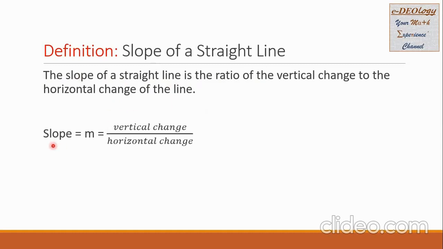The slope is symbolized by the letter m, and this is equal to the ratio of vertical change over horizontal change. To simplify, we can write the vertical change as rise and the horizontal change as run. So the slope is equal to rise over run.